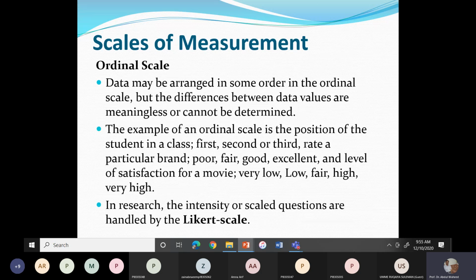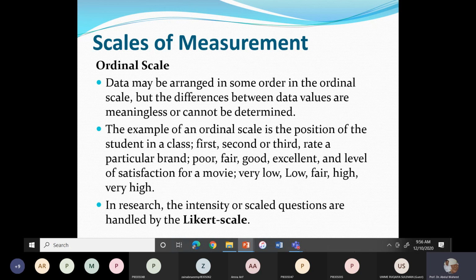Then next is the ordinal scale. Data may be arranged in some order in the ordinal scale, but the differences between data values are meaningless and cannot be determined. For example, the position of the student in a class, it could be first, second, third, and you can rate a particular brand, whether it is poor or fair or good or excellent.